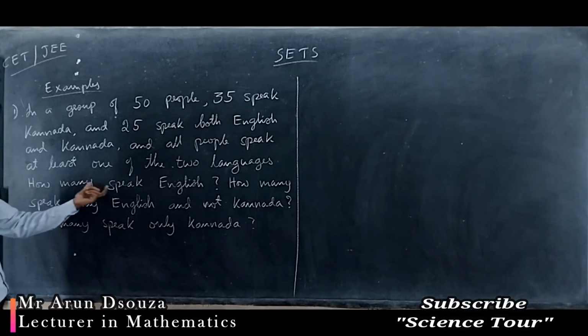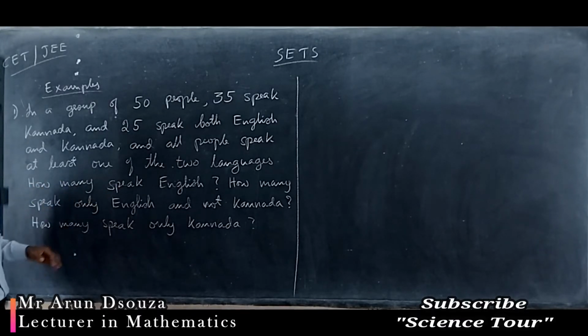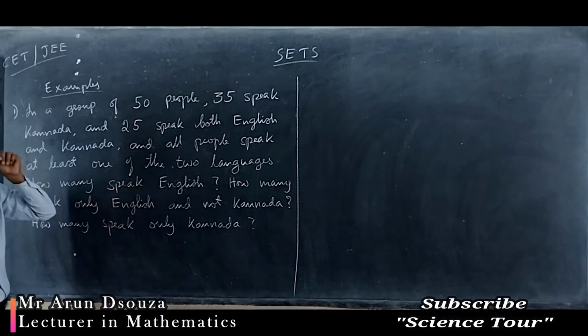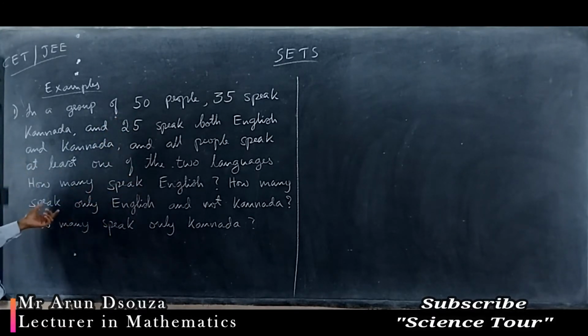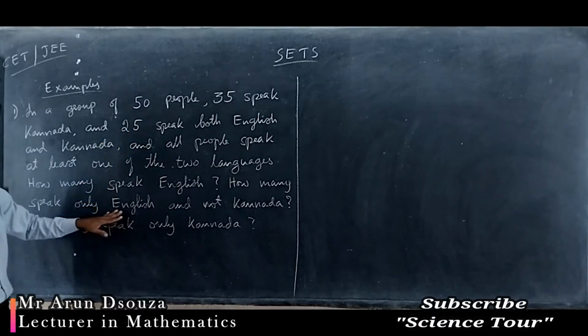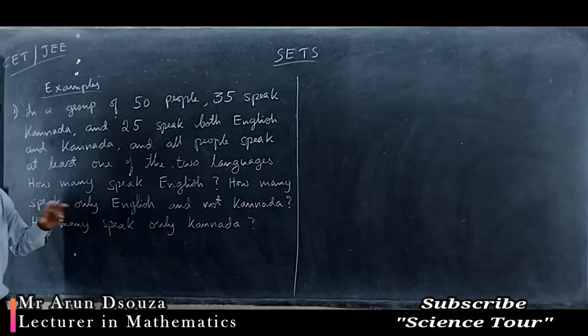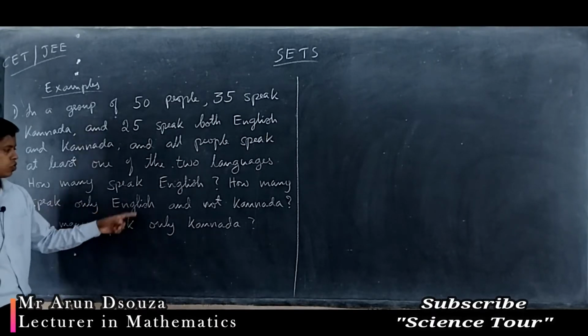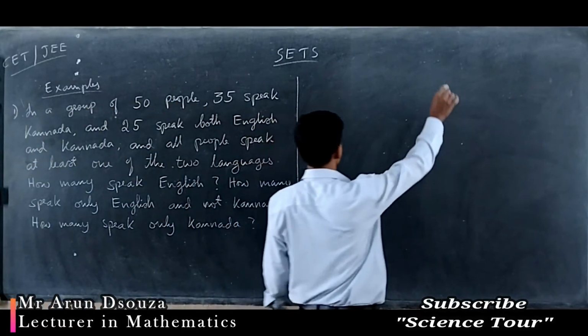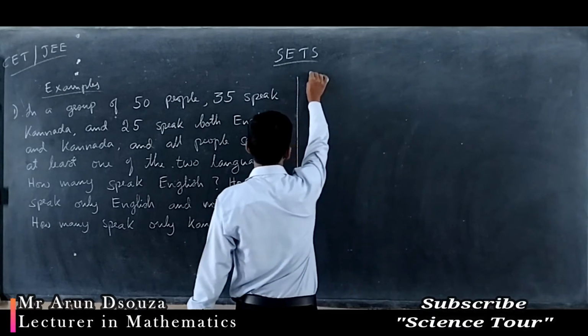How many speak English? That's the first question. 35 speak Kannada, but we don't know how many speak English. So that's what we have to find. How many speak only English and not Kannada? There may be some people who speak both English and Kannada, 25. You want to find how many people speak only English and they do not know Kannada, and how many speak only Kannada. So these two questions are similar. Now first let us write what is given.